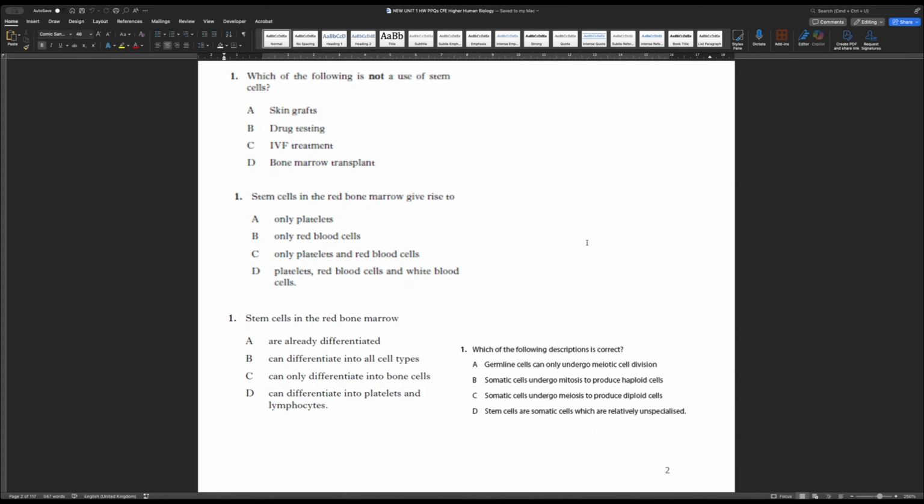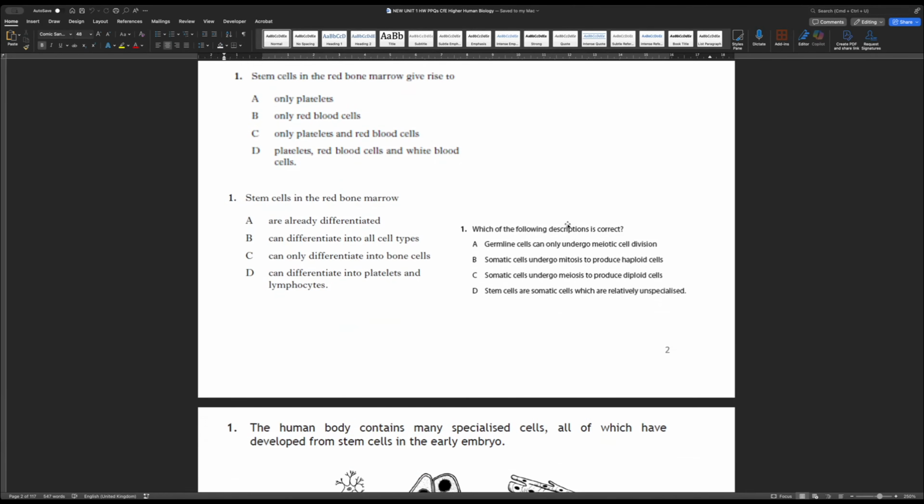Next question. You can see from the grainy fuzz in that question it's an old one, but still a useful one to have a look at. Which of the following is not a use of stem cells? We covered that skin grafts are a therapeutic use. We talked about drug testing, which is a use of model cells during research. We talked about bone marrow in terms of tissue stem cells, but we did not mention IVF treatment. Further down the line in Unit 2 we'll talk about IVF treatment, but for now we have not learned it, and it's not one of the uses we're interested in just now. So it's going to be C, IVF treatment is not the use.